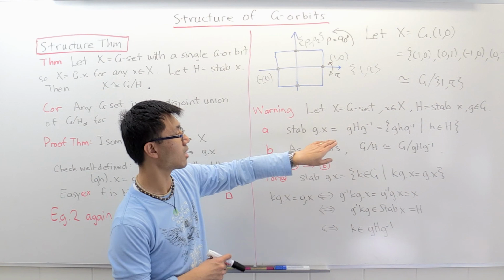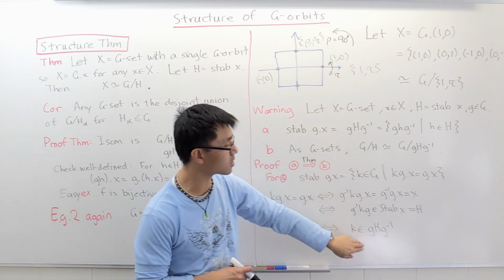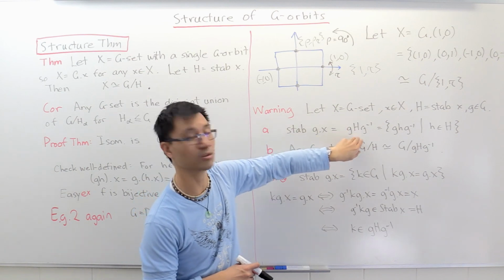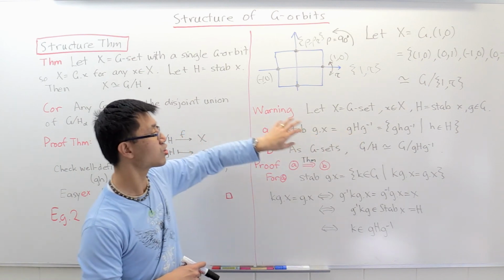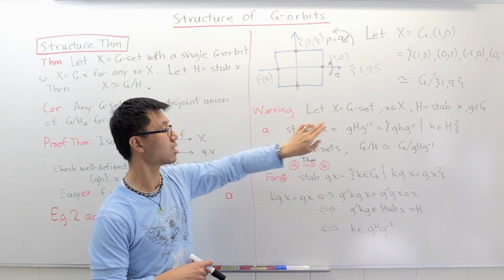And that's precisely what we have here, okay? So the condition to be in the stabilizer is just to be inside here. So in other words, this set is equal to this set here. And that shows you how the stabilizer changes when you replace X with G dot X.